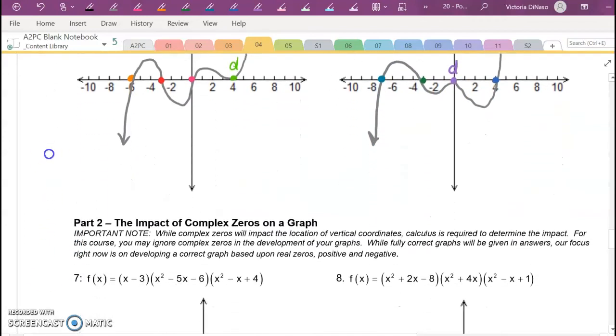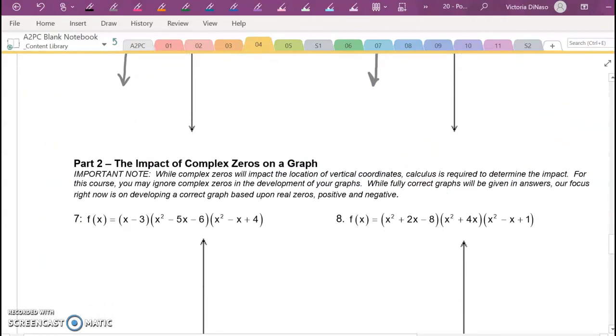Now in this next part, it says the impact of complex zeros on the graph. It says, well, complex zeros will impact the location of vertical coordinates. Calculus is required to determine the impact. For this course, you can ignore the complex zeros in the development of your graph. So that just means that everything that we've been doing, we're going to continue to do. So we're going to ignore those complex zeros.